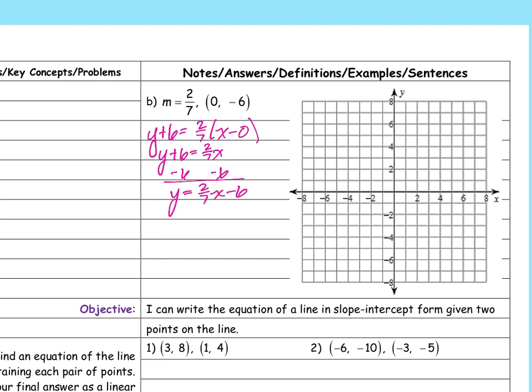Okay, so start at my point, which happens to be my y-intercept, 0, -6, and then my slope is already a fraction. So I'm going to go up 2 and over 7, which I think is there. Or I can go down 2 and back 7. So there we go.